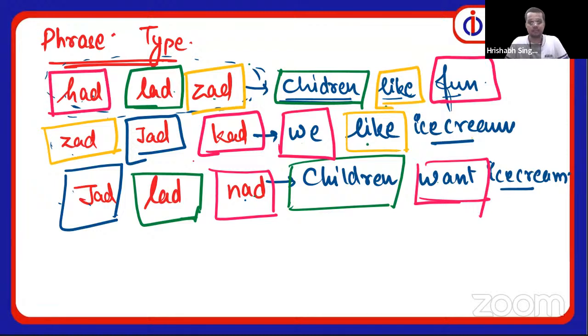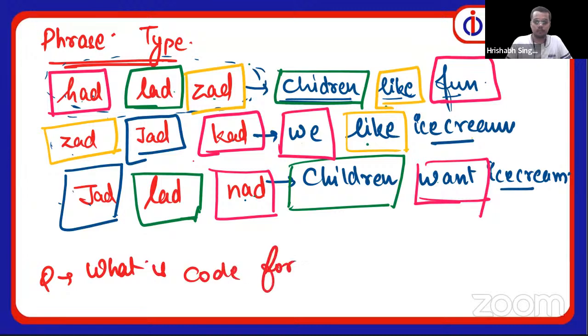Okay, so children like fun, we like ice cream, children want ice cream. We now know the coding of every word. But maybe in the exam you don't need to find every code. You don't need to find code of everything. For example, ये phrase दे दिया और exam में पूछ दिया question कि what is code for children.